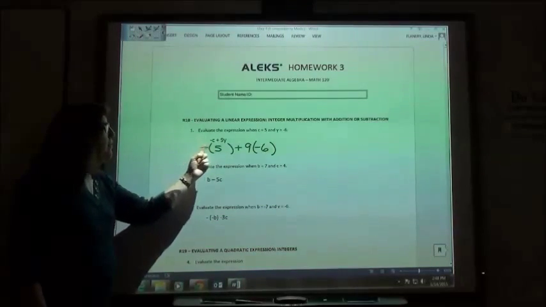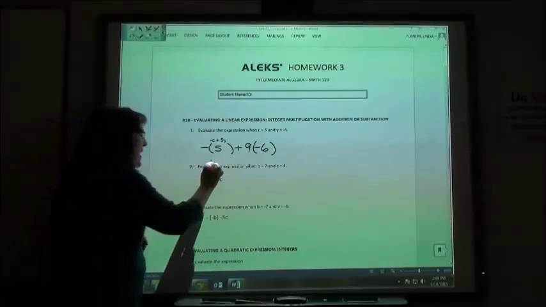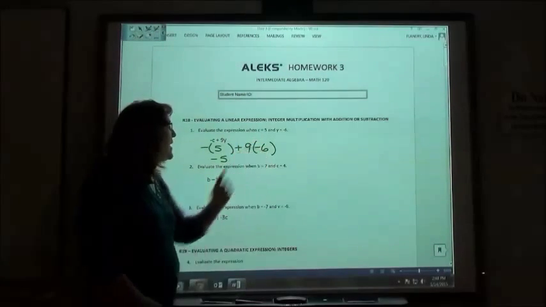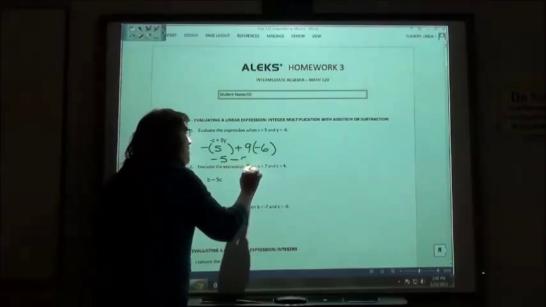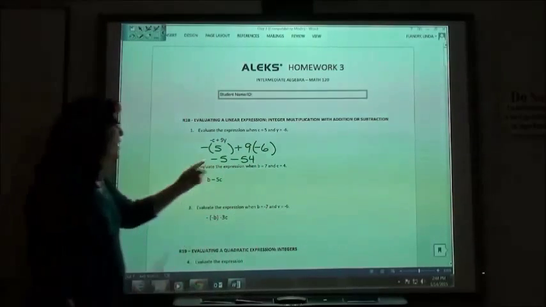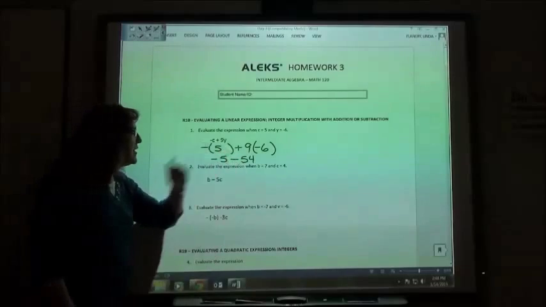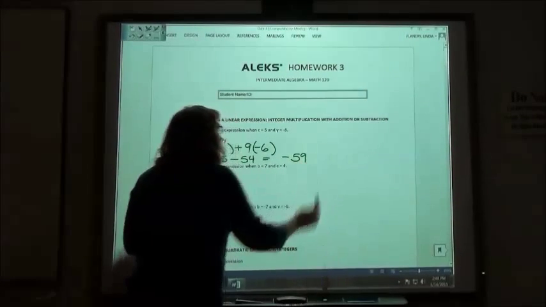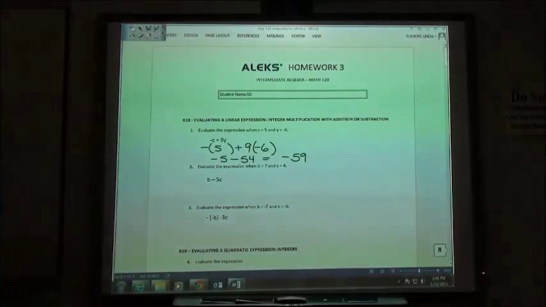Technically, this means negative 1 times 5. We know it's just negative 5. Here we have a positive 9 times a negative 6, which is negative 54. We're then going to add negative 5 plus a negative 54. Since my signs are the same, I add and keep the sign, and so I end up with negative 59.